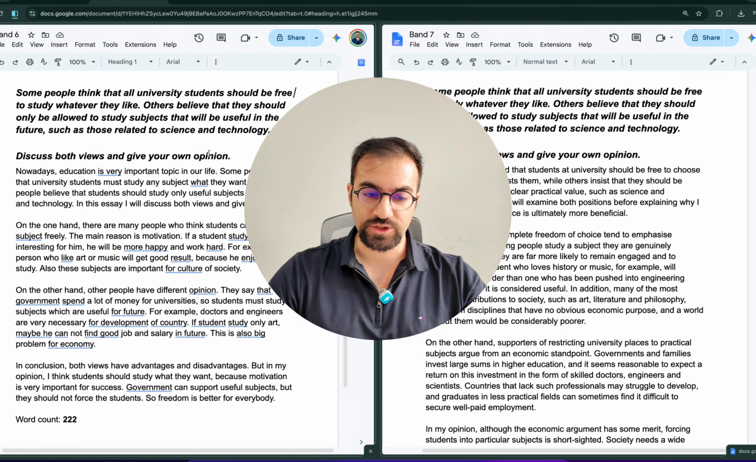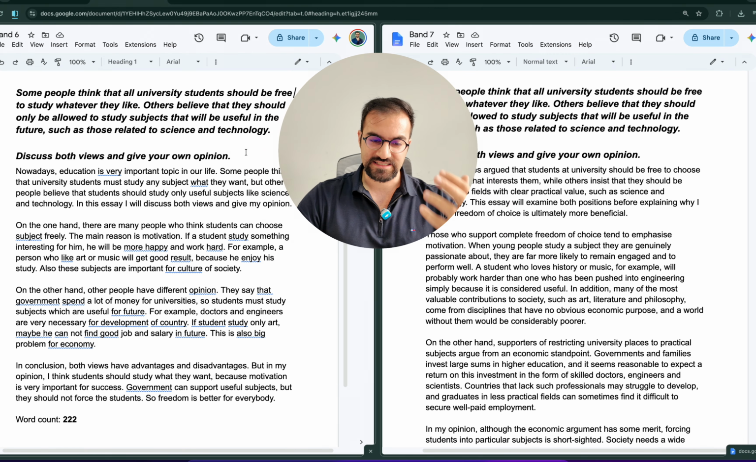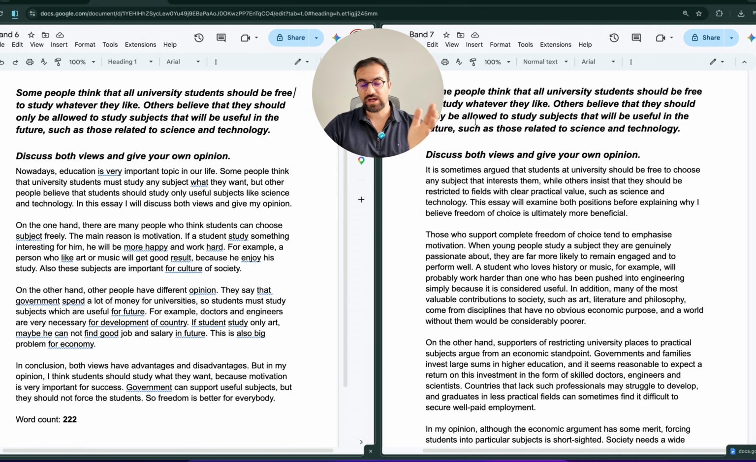So on the left, what you see is a Band 6 essay, while on the other page, what you see is Band 7. Let's read our question first. Some people think that all university students should be free to study whatever they like. Others believe that they should only be allowed to study subjects that will be useful in the future, such as those related to science and technology. Discuss both views and give your own opinion.